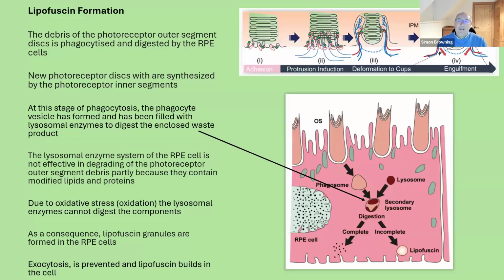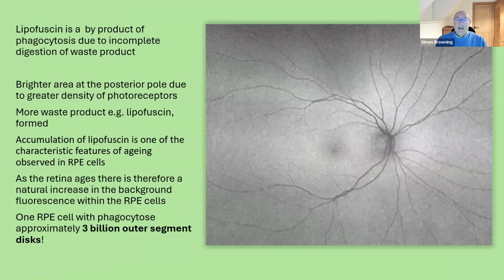But as I say, that is what is so important about this, so that when you look at an autofluorescent image, you can see here this sort of background glow you get of the lipofuscin fluorescing. But you can see in the center here this brighter area, and that's because you've got that greater density of rods and cones packed in there, and therefore you've got the greater density of lipofuscin forming.